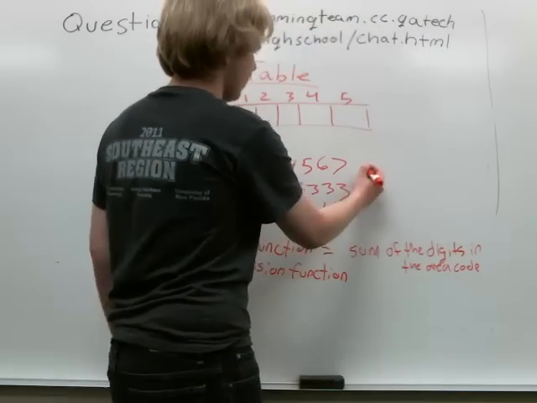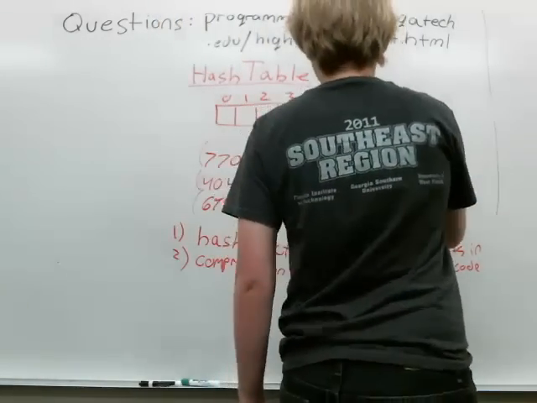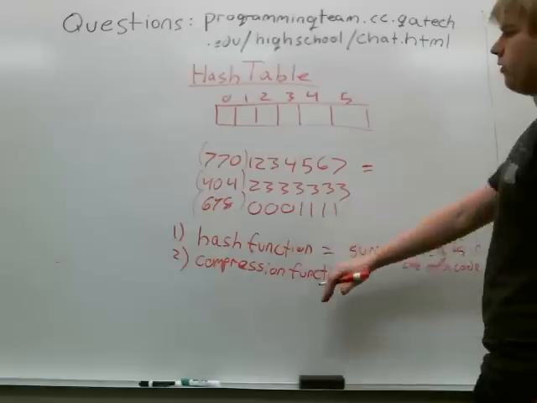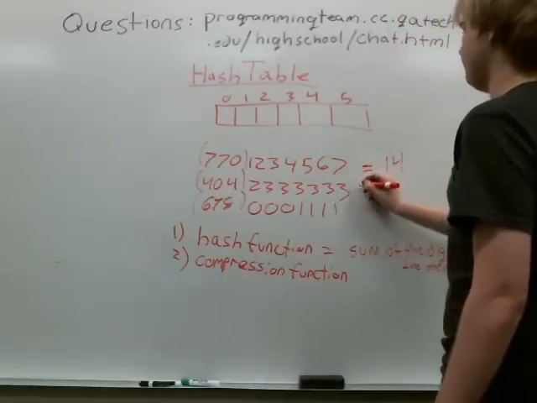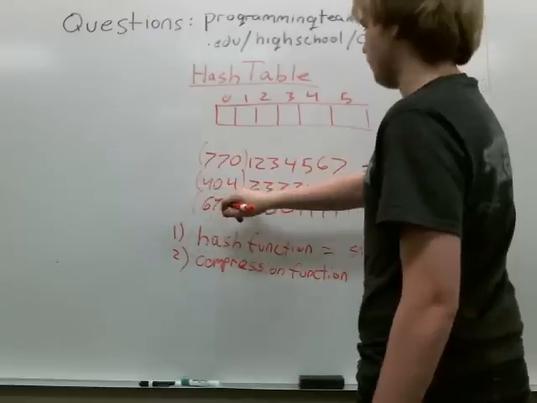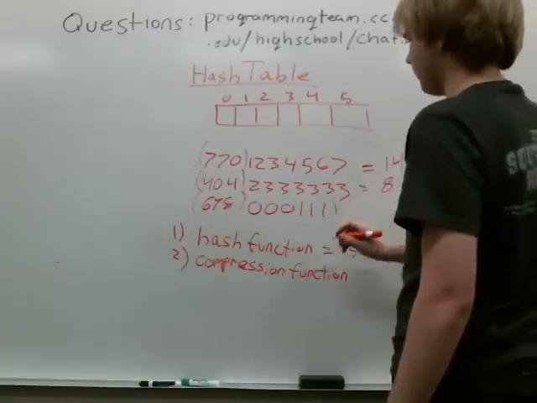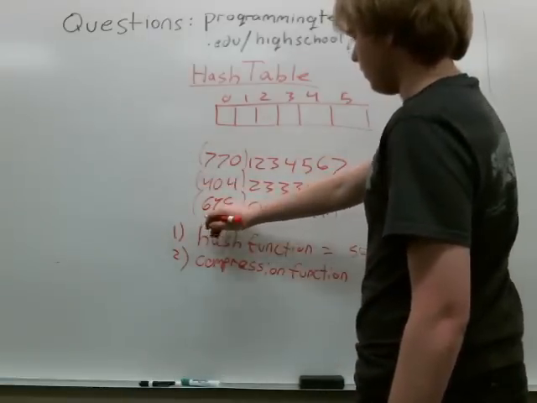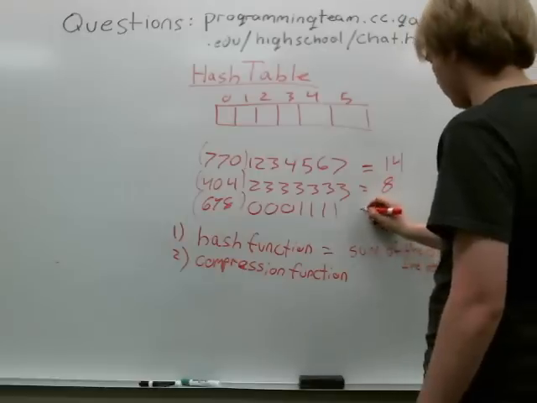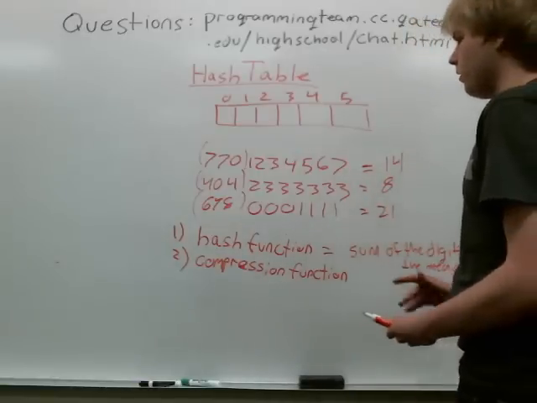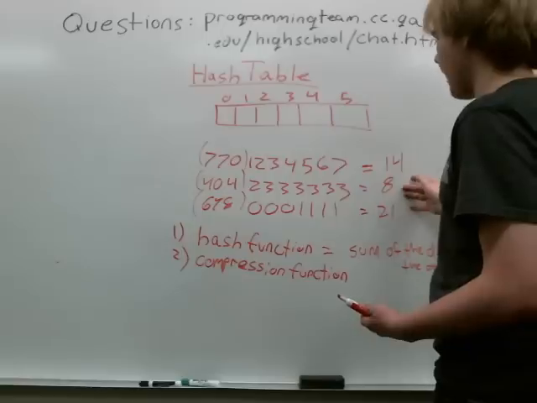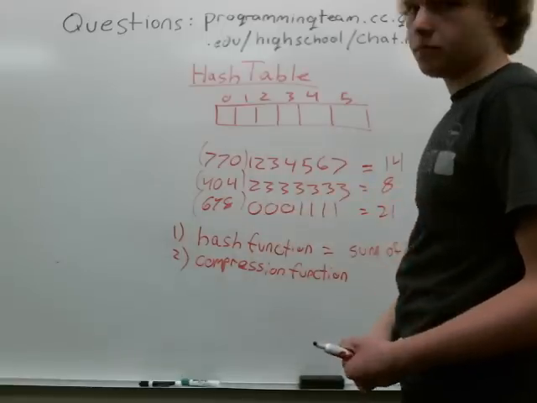So here, let's write out the hash functions. When we hash this, we just get 7 plus 7 plus 0, 14. When we get this, we get 4 plus 4, 8. When we get this, it's going to be 21. Just add up 6, 7, and 8. And so these are all of our hash values for these entire phone numbers.